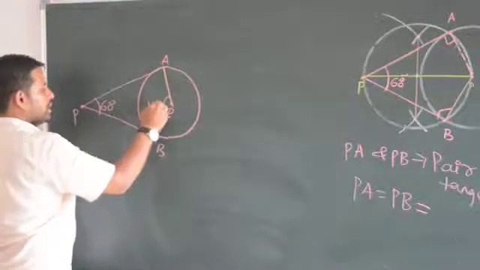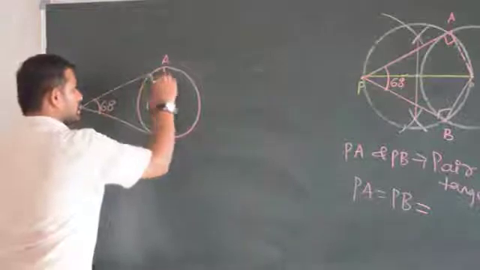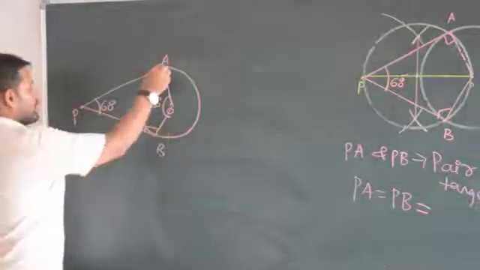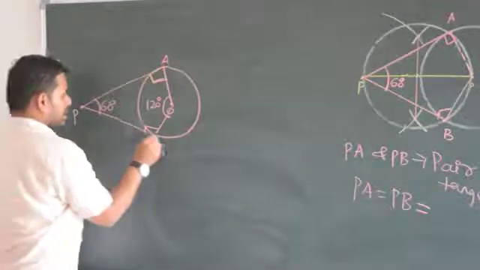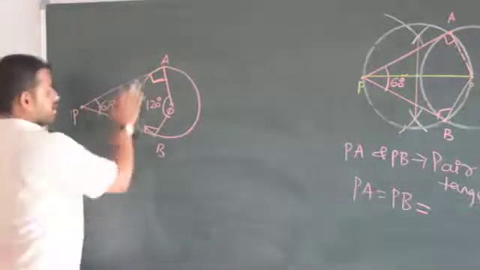Now this is the major question which they will be asking in your exams, MCQ. This is 90 degree and this is 90 degree. So this is a quadrilateral. Now look at this, APBO. It is a quadrilateral, means all together it is 360 degree, no?